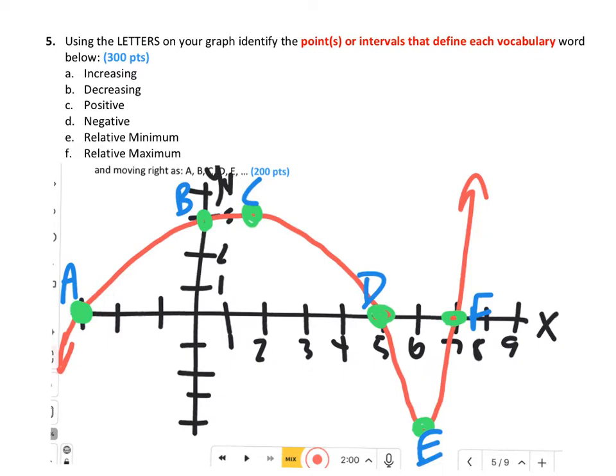So for example, if you were to find, I'm not going to actually say the vocab word because I don't want to give it away, but let's say you were trying to define this particular hump as an interval.